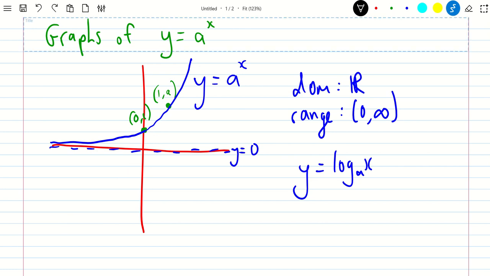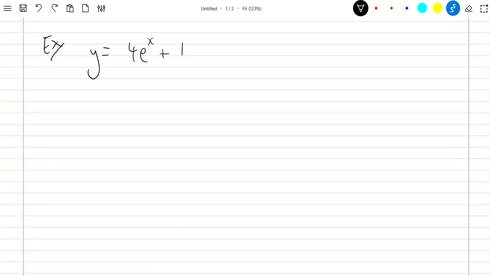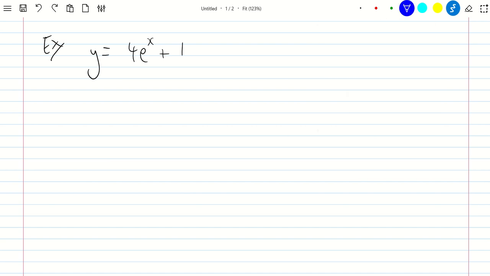Good. So let's have a look at some quick sketching. I'm not going to spend heaps of time on this today. We already know how to apply transformations, and so this is just a bit of a look at what graphs look like. So I'm just going to jump straight into it.